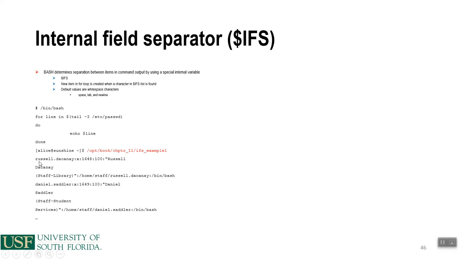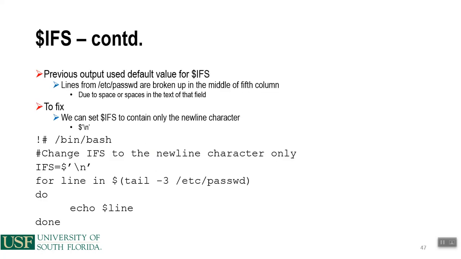What we can see is the output for this particular script as such. And with IFS, if we continue to look at IFS, the previous output is used as the default value for IFS. So the lines from the etc/password are broken up in the middle of the fifth column, and this is due to the space or spaces within the text of that field. To fix this, we can set the IFS to contain only the new line character, $'\n'.